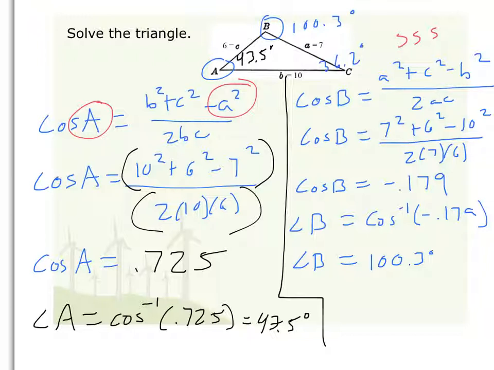Anytime you're able to use that element of triangles, you can. Okay, that's certainly acceptable to do that. Okay, so there's 2 examples of how to find angles with the law of cosines.